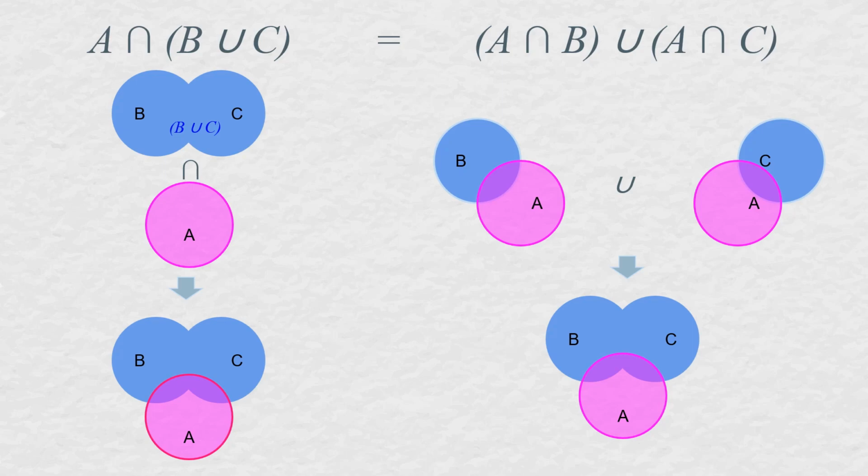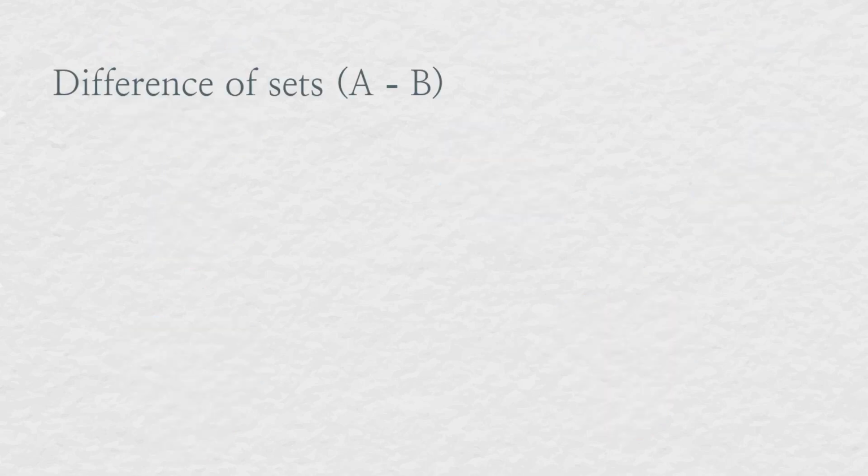This shows that A intersection (B union C) is equal to (A intersection B) union (A intersection C). The next operation that we are going to learn today is the difference of sets A and B.